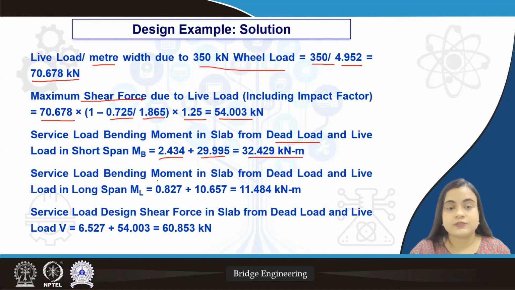Now, service load bending moment in the slab arising from dead load and live load in the long span direction, ML, can also be determined by considering simple summation of dead load bending moment and live load bending moment along the long span direction, that equals 11.484 kilonewton meter. Service level shear force in the slab from dead load and live load can be obtained as simple summation of dead load shear plus live load shear, that equals 60.853 kilonewton.